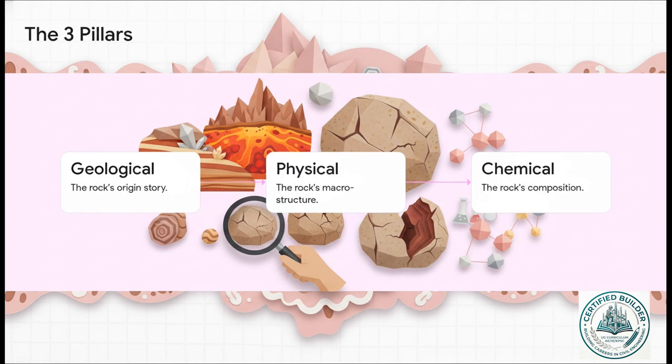To avoid these kinds of disasters, you need a system. And lucky for us, there is one. In engineering, we classify rocks using three fundamental pillars: their geological origin, their physical structure, and their chemical composition. You master these three, and you've pretty much mastered the entire topic. So let's break them down one by one.